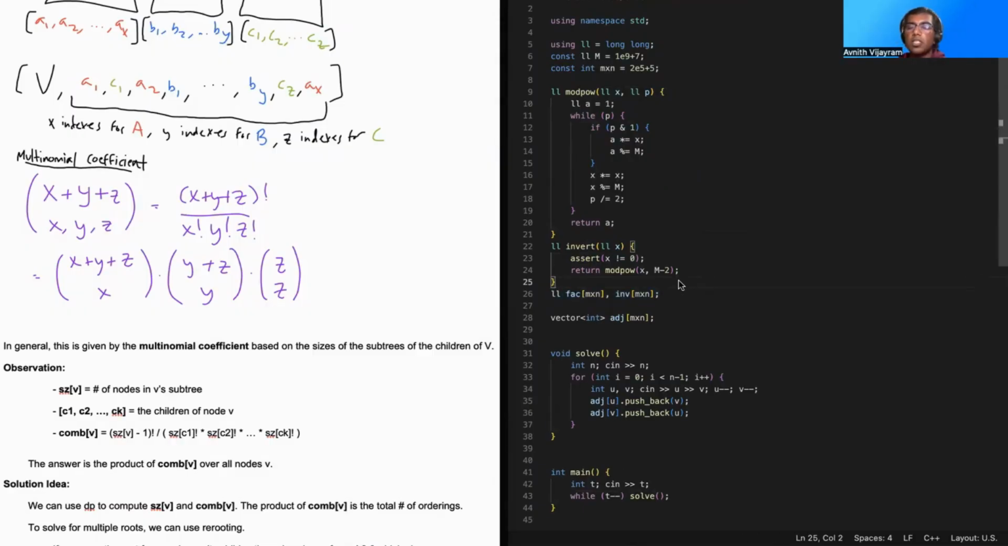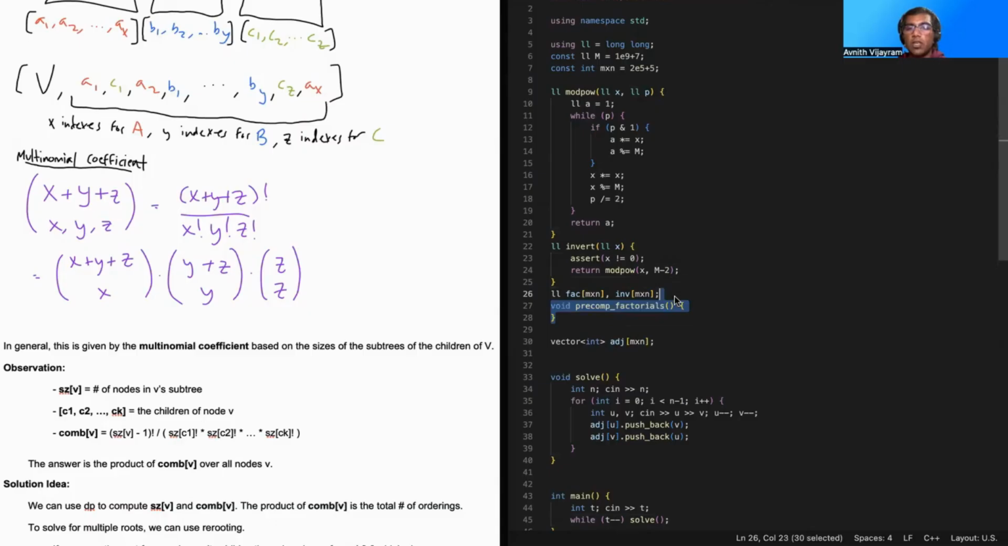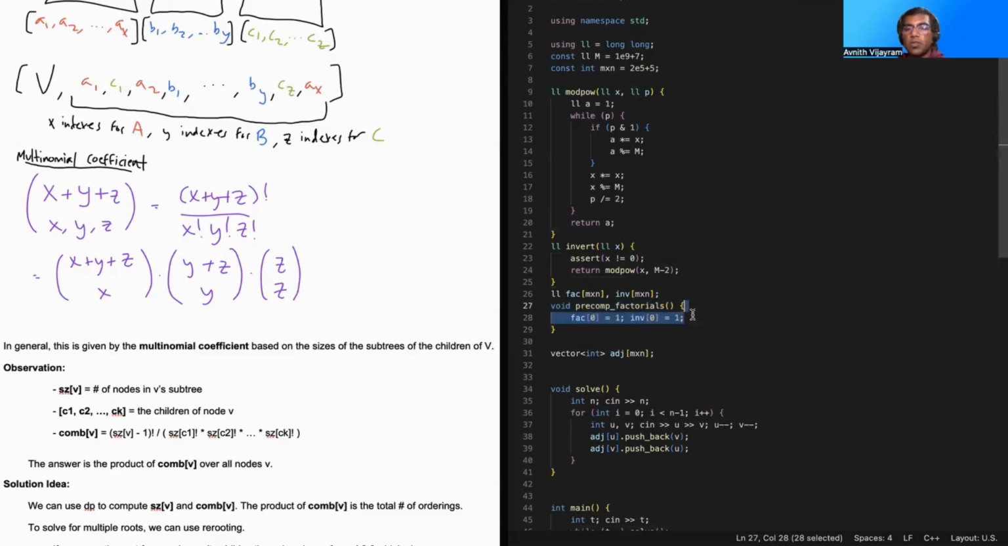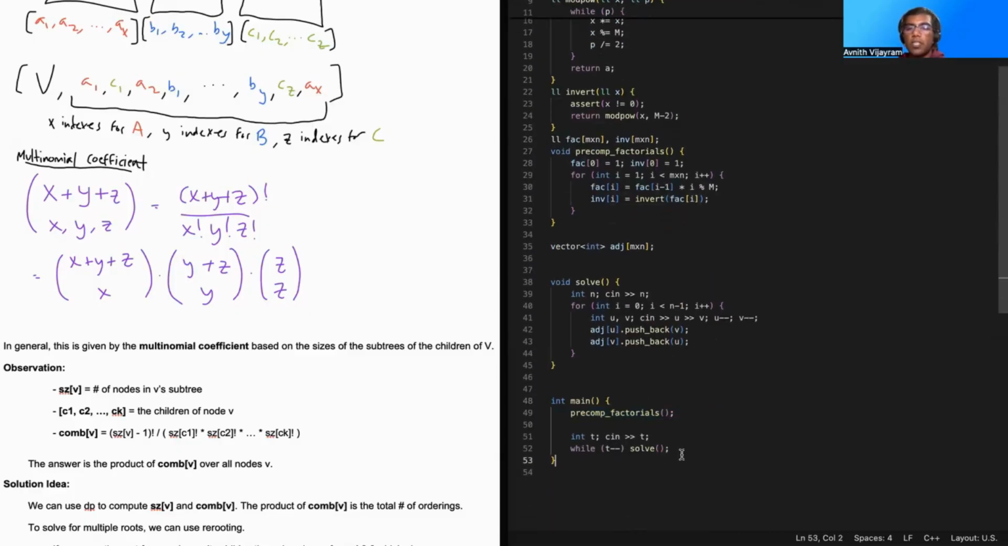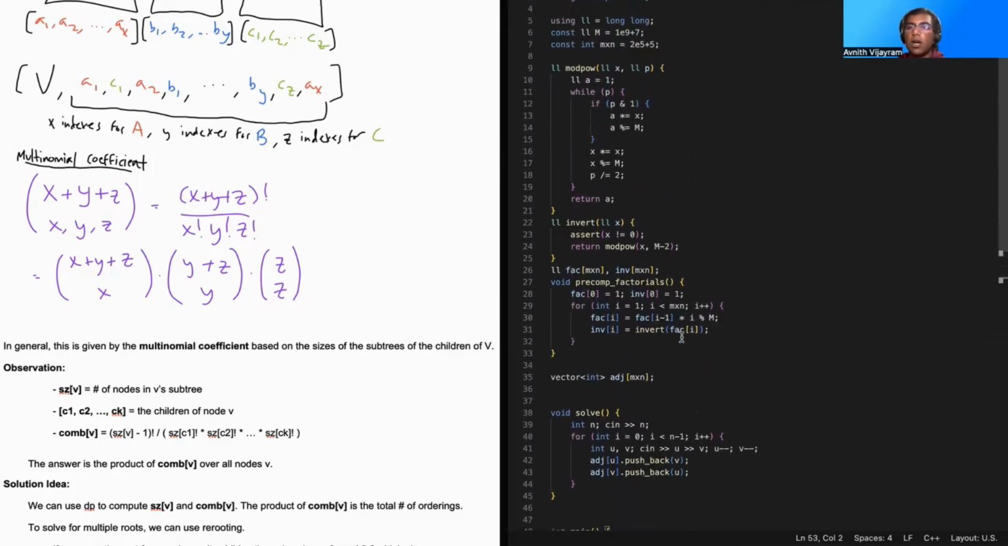And now we want to pre-compute all of our factorials and inverses of factorials since we'll be using them a lot for our multinomial coefficients. So what we can do is we can have a function where we pre-compute factorials. And starting from 0 factorial, which is 1, we can go all the way up. And this is essentially just the definition of factorials, where factorial of I is equal to factorial of I minus 1 times I. And yeah, we want to make sure we call that function at the beginning, not once per test case, but once at the beginning of running the program.